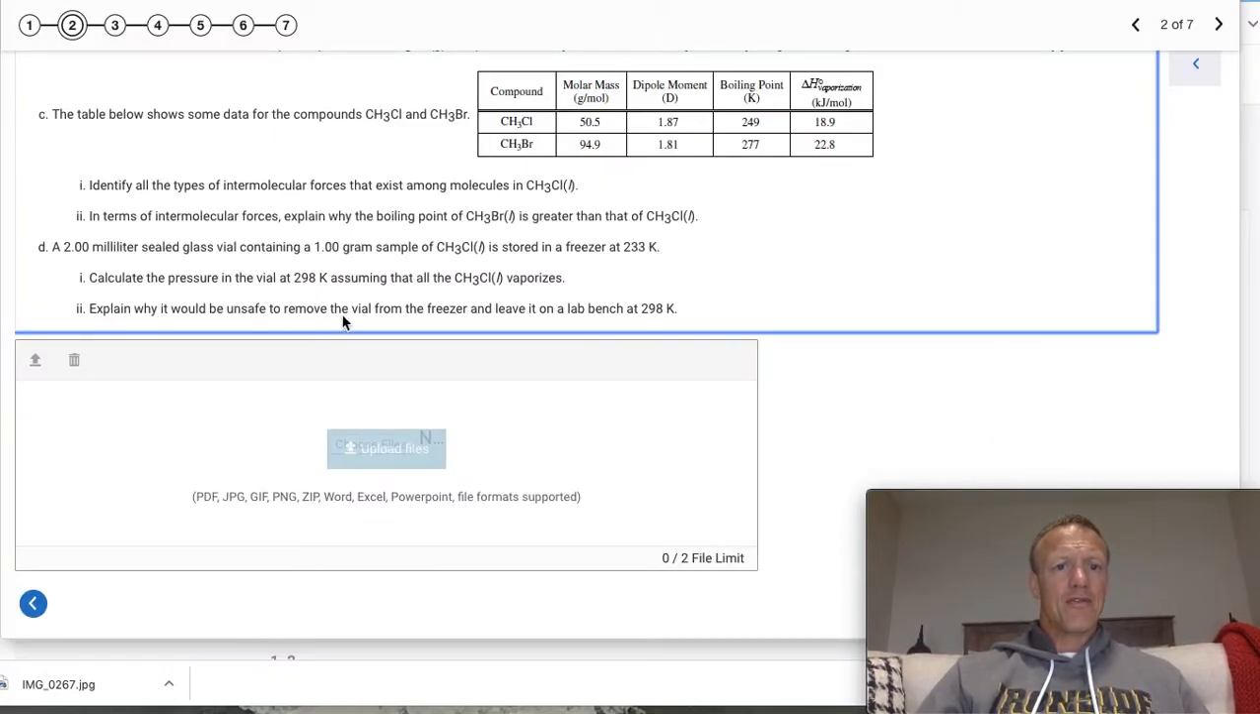Explain why it would be unsafe to remove the vial from the freezer and leave it on a lab bench at 298 degrees Kelvin. So they have this vial at 233 degrees Kelvin.